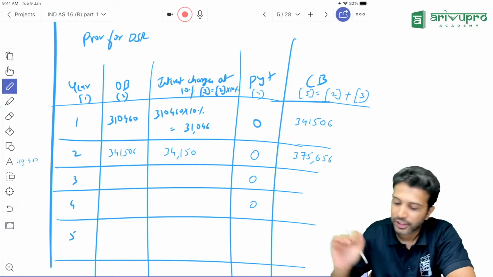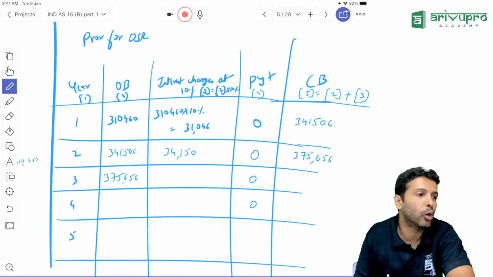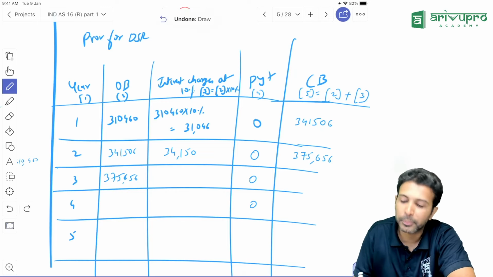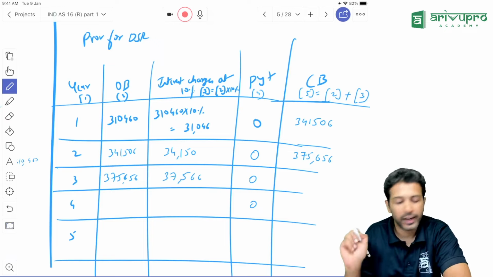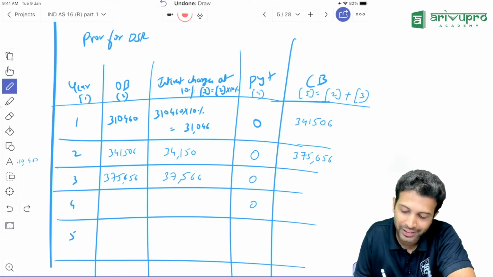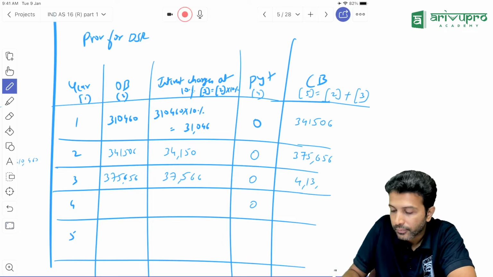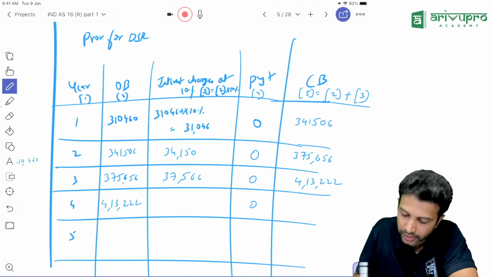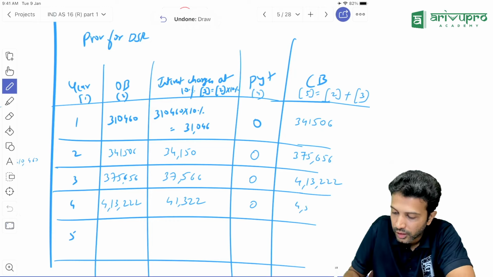It's okay. Second year's closing will become third year's opening. This is your third year's opening. Now this is your loan amount. On this you calculate 10% interest. So the interest will be 37,566. I'll write it. Again, no payment. These two you add, this one you minus. You'll get the closing. How much? 413,222. Third year's closing will become fourth year's opening. So fourth year's interest will be 41,322. These two you add. How much are you going to get? 454.